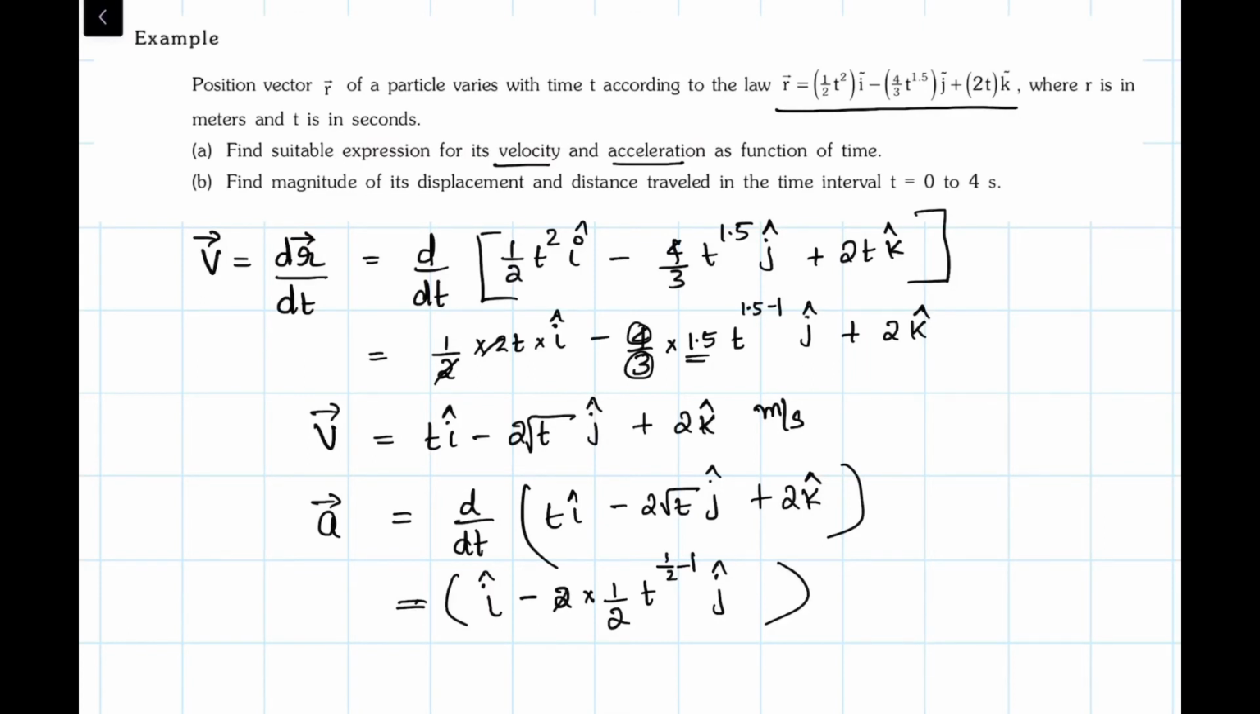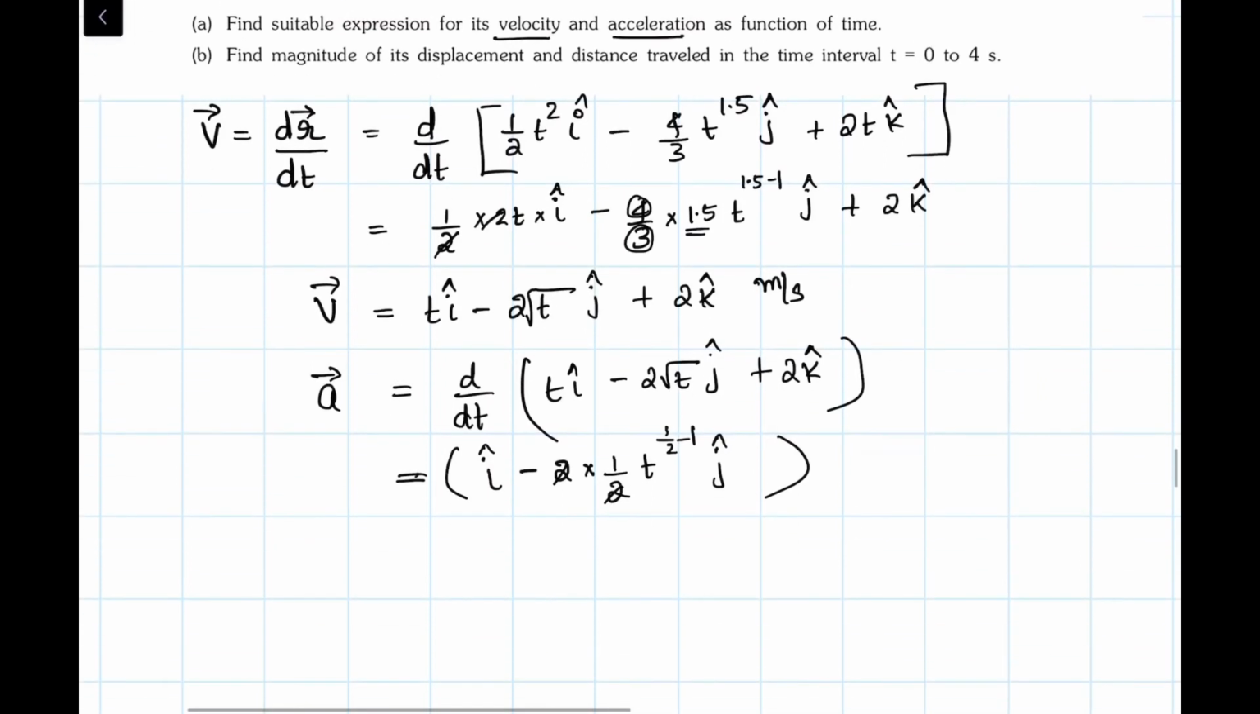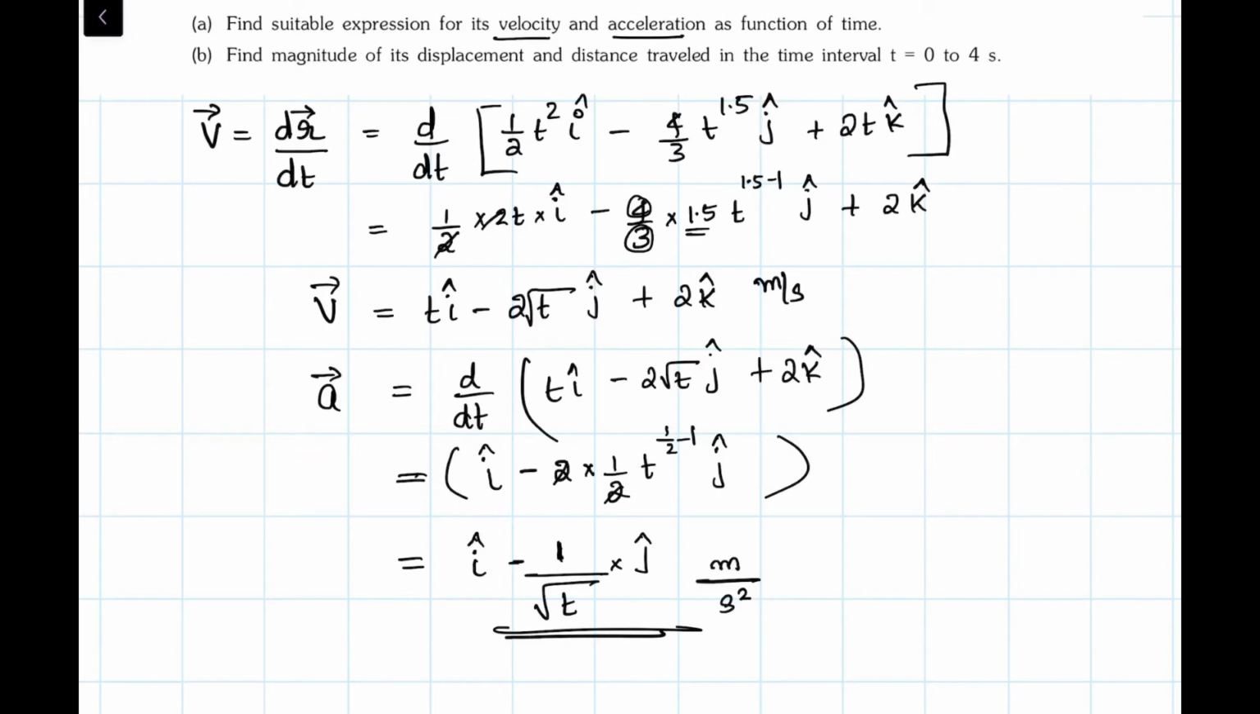Now this 2 will get cancelled, and you get i cap minus 1 by root t j cap. Understood? That's how we do this. The unit is meter per second square. So you get the acceleration term here and the velocity term over here. Fine. That's the first part of the question.